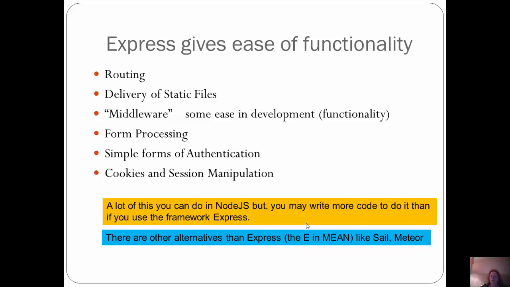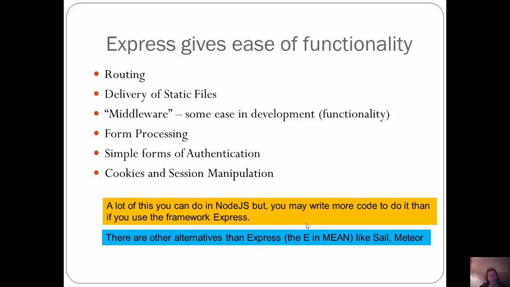So why this extra layer? The whole idea is ease and increased functionality. So Express can do a number of different things, like routing. We'll look at static files, something called middleware, form processing, simple forms authentication, cookies, session manipulation. A lot of this you can do in Node.js, but you would be writing possibly more code to do it. So that's the whole idea of a framework.